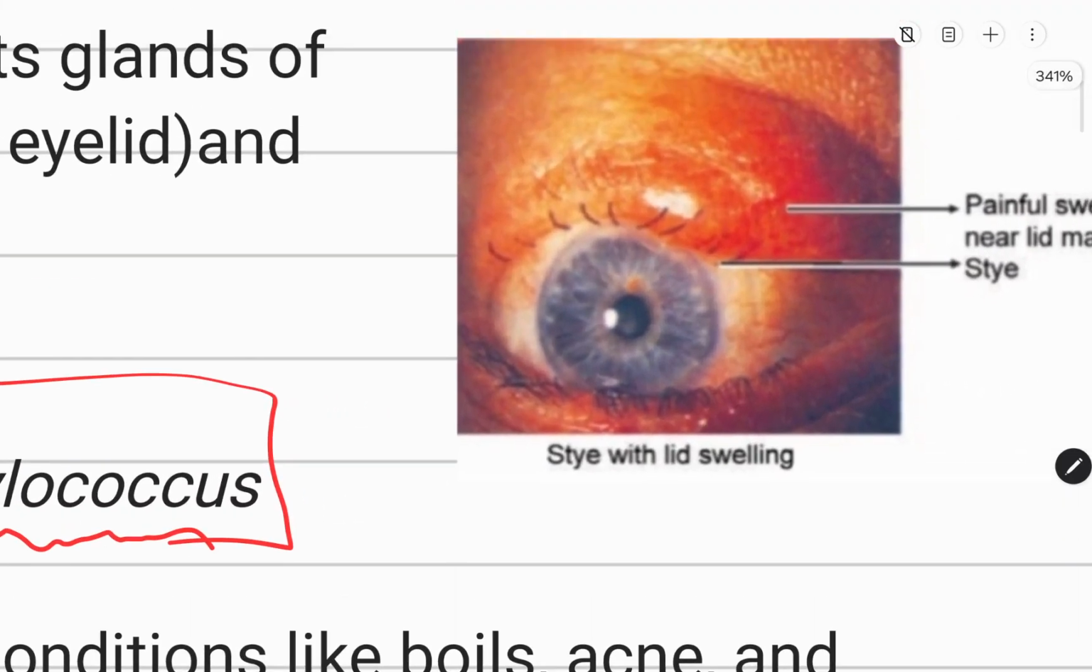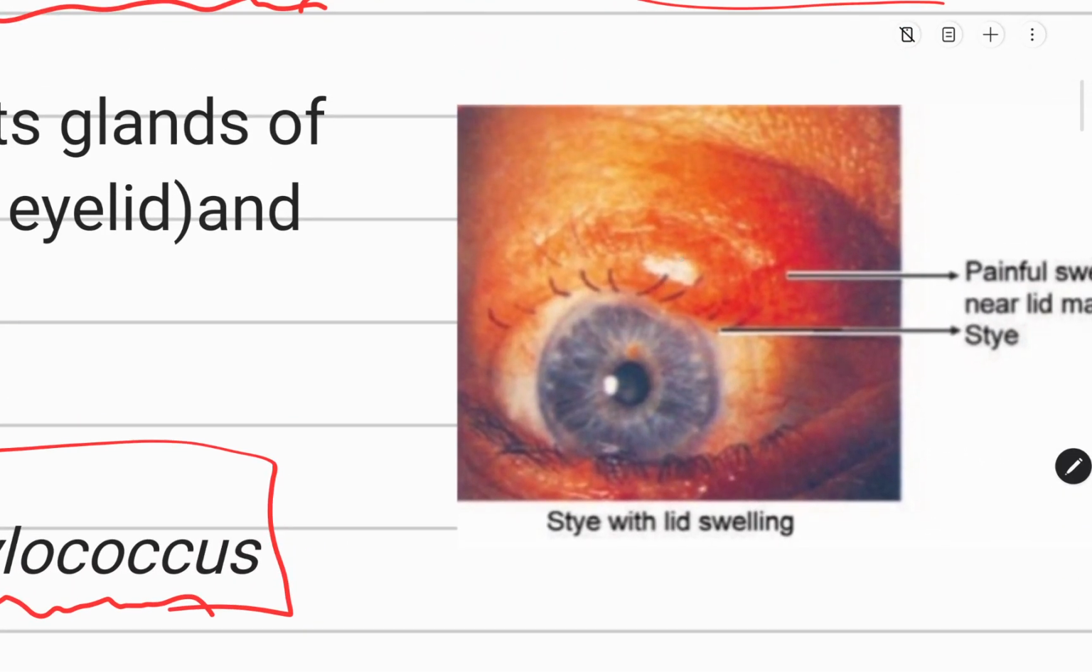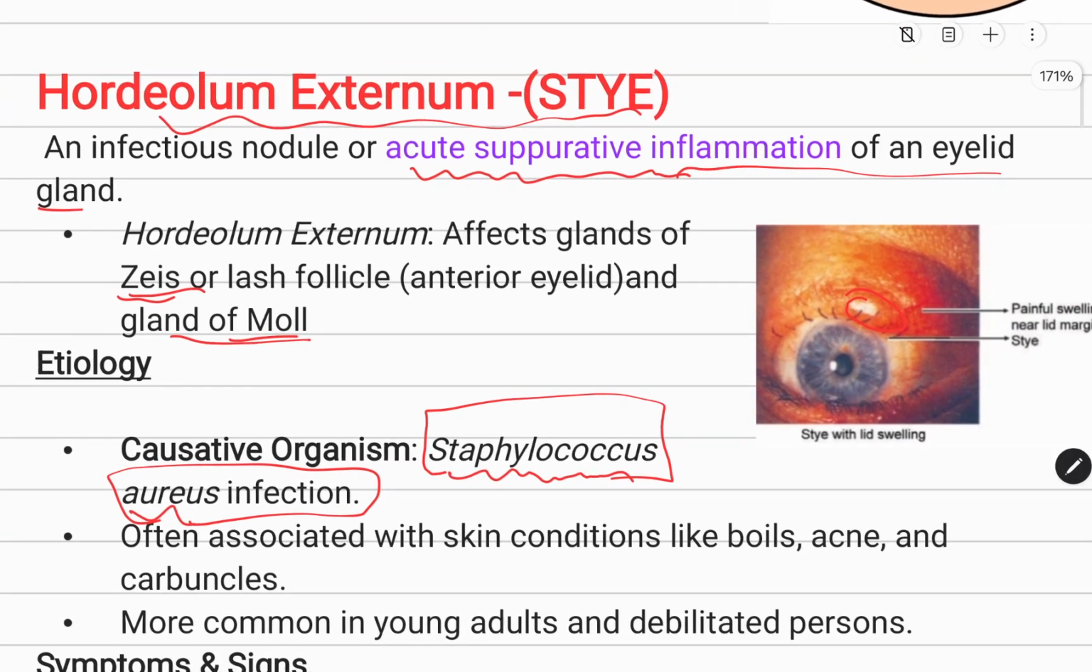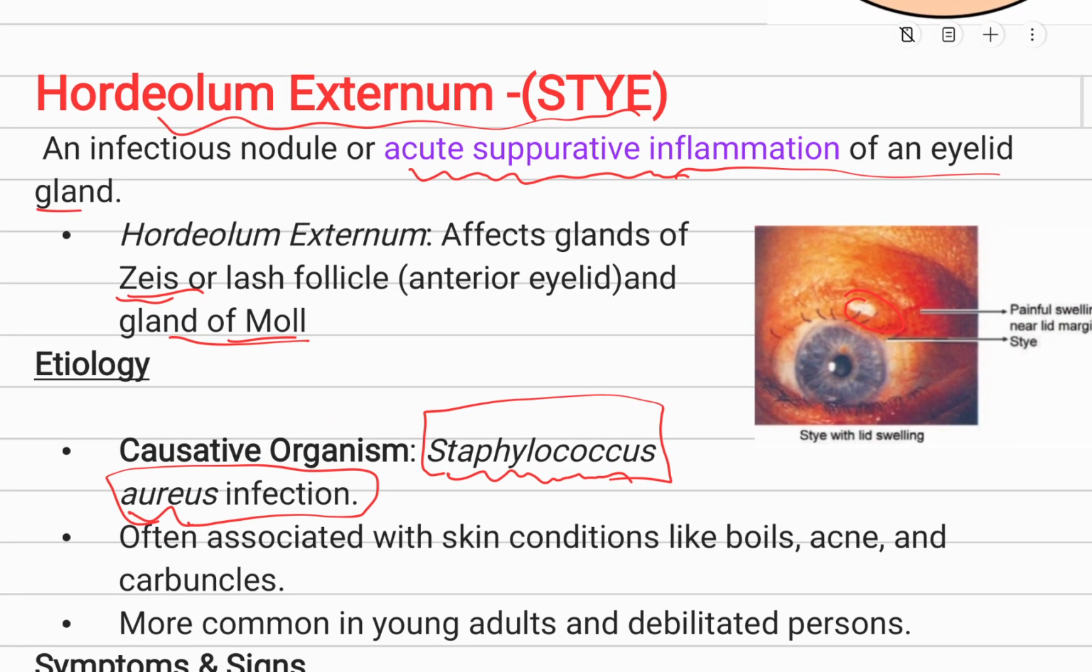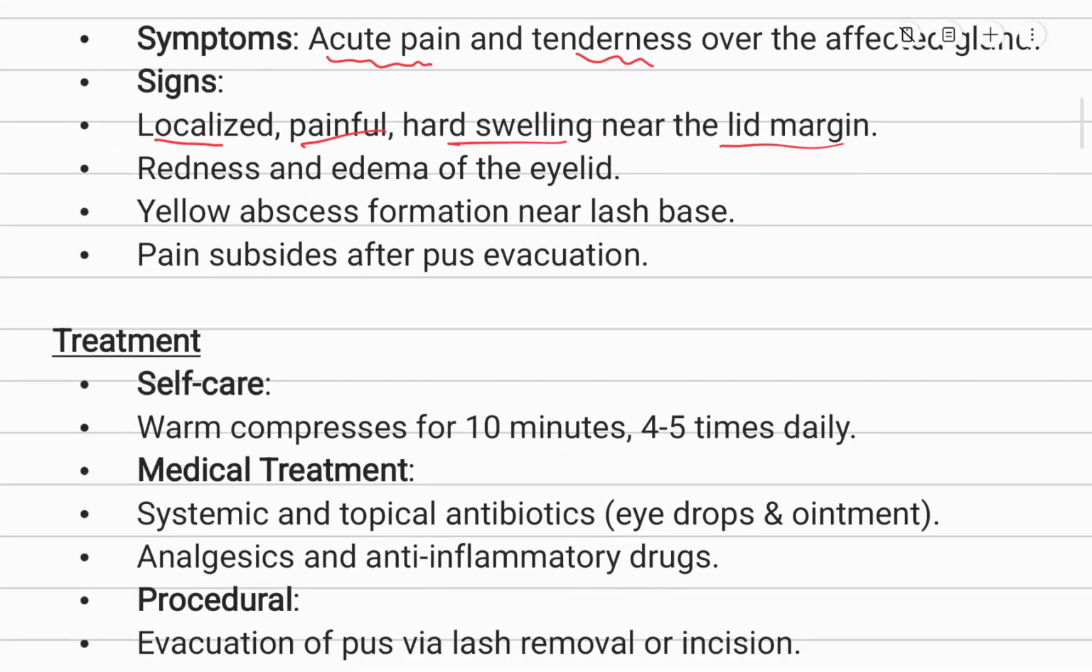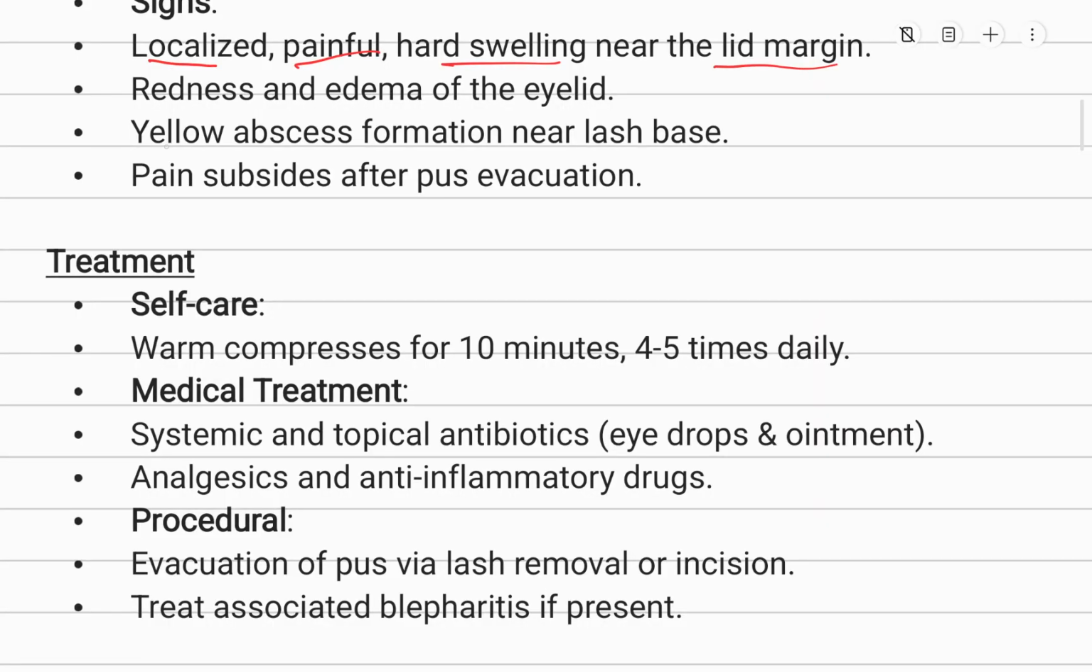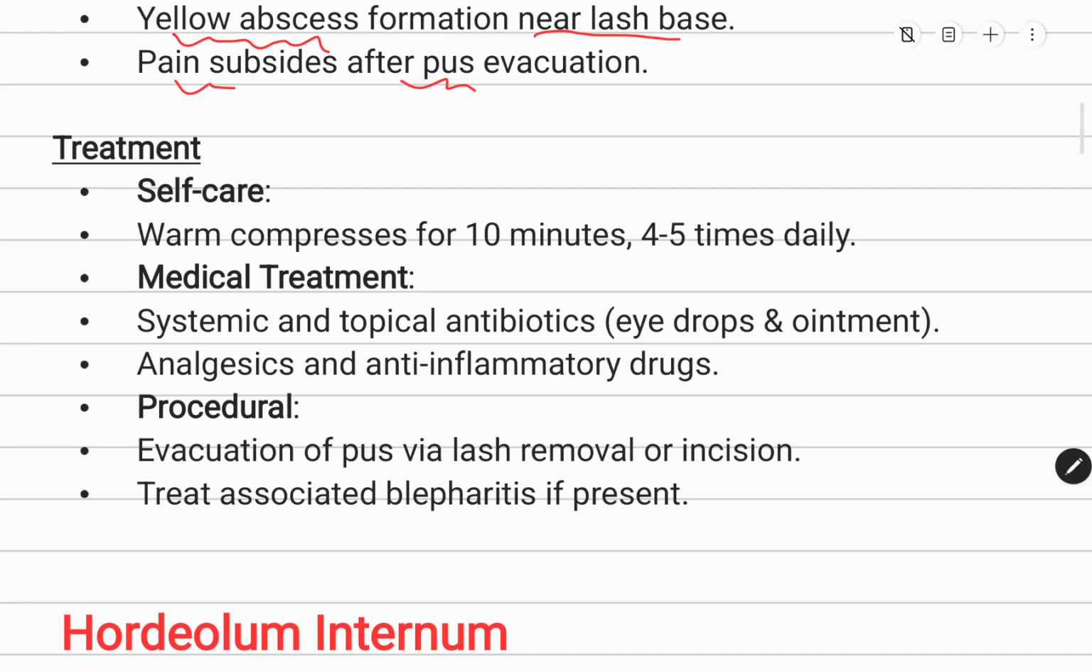As you can see in this picture, this is near the lid margin, because as we have discussed early in the anatomy, the gland of Zeis and gland of Moll are present near the lid margin, due to which the inflammation occurs near the lid margin. Now there is also the presence of yellow abscess formation near the eyelash, and there is pain until the pus is evacuated. Now what are the treatments?